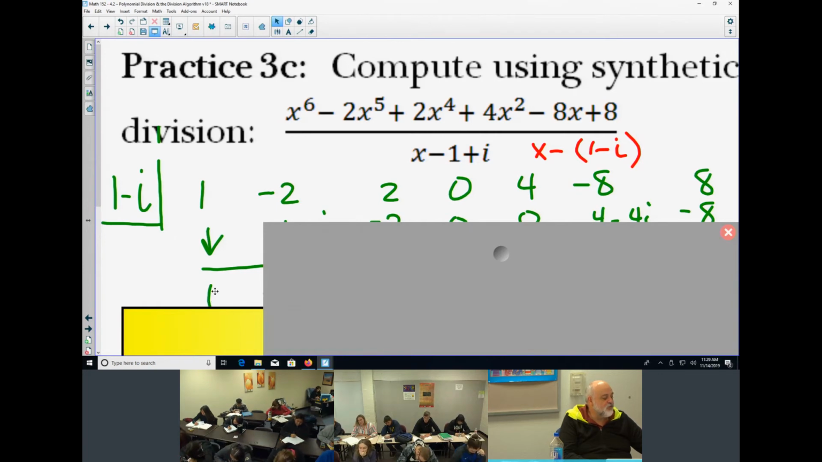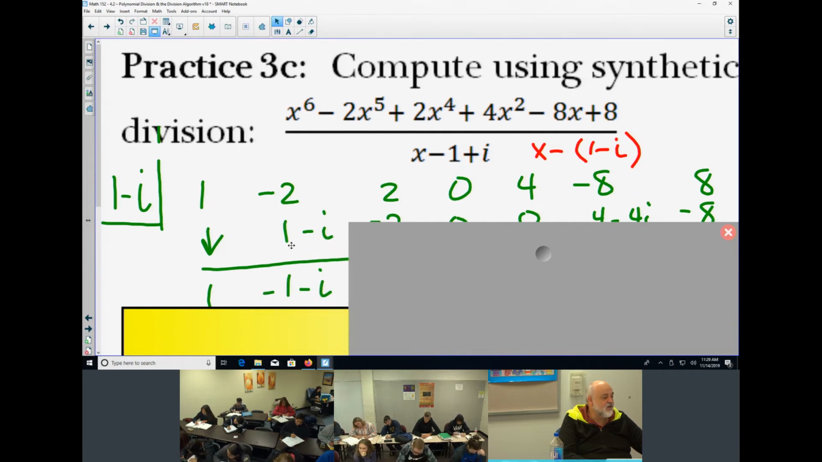All right, then we multiply 1 times 1 minus i, and so we get 1 minus i. Now, remember when we're adding here, you add the real parts and you add the imaginary parts. So negative 2 plus 1 is negative 1, and then you just bring down the negative i.